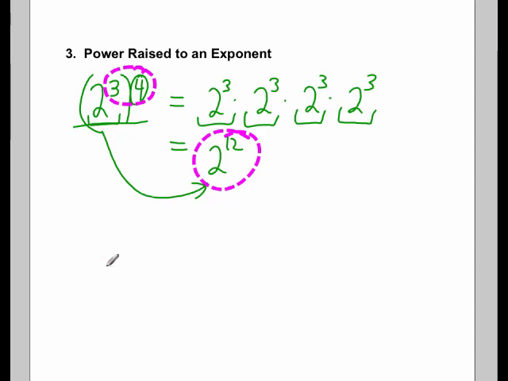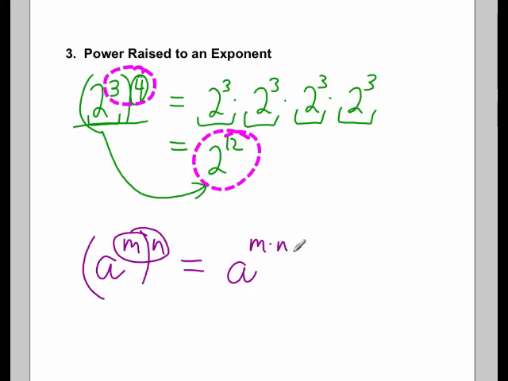So my rule here is that if I have a base a to an exponent m, and that's all raised to an exponent n, I can get my simplified answer by multiplying these two exponents, a to the exponent m times n.